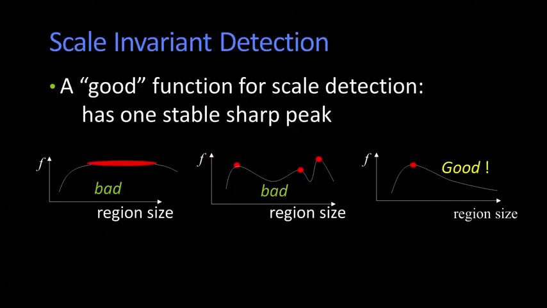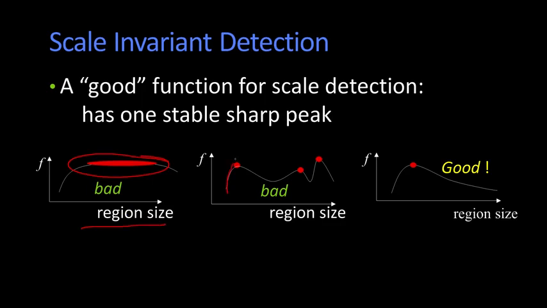So I told you before that nobody actually uses average intensity. Right? So what will we use? Well, let's think a little bit about what it means to be a good function for scale detection. All right? Basically, what you want is to be able to find these maxima as a function of the region size. Okay, so it would be bad if for a large variation of the region size, the function stayed flat. That would be bad.